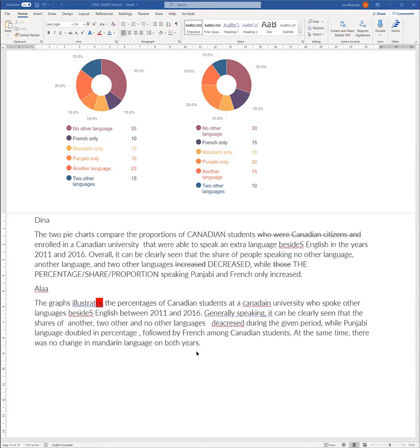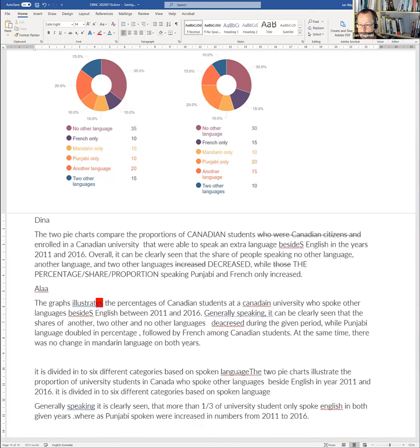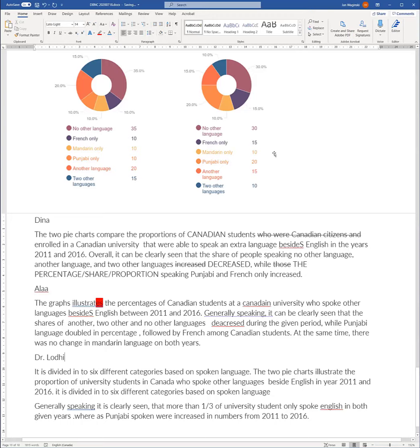Here, they said Punjabi only. What does that mean? They speak Punjabi besides English? Yes, only one other language. So all those students speak English. And what is an extra? Another language means not Punjabi, Mandarin, or French. Yes, okay. So that's why it's better to put the specific ones first, because you've got no other, another, two other. That doesn't mean anything until the reader understands which ones are specific that you're talking about. It never makes sense to start by mentioning the other category.